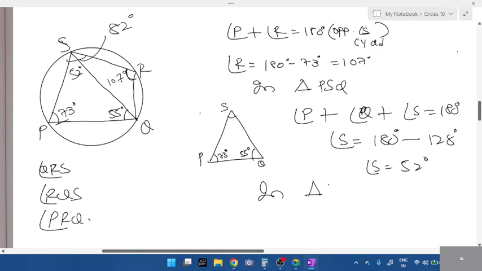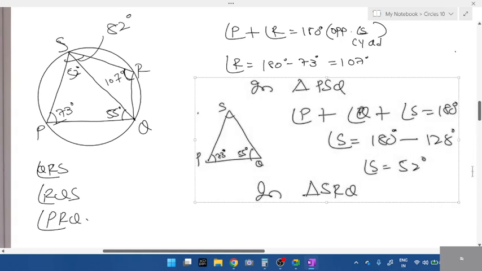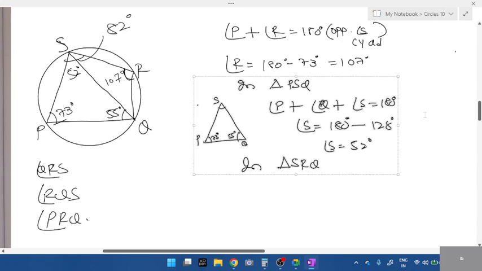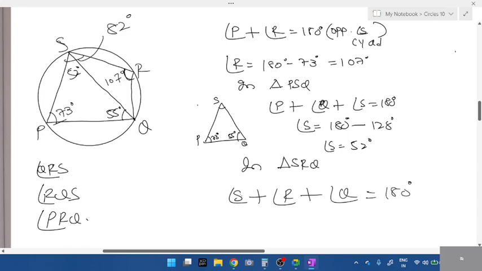So next, which triangle do I have to take? In triangle SRQ. All of you are done with this? In triangle SRQ, what are the three angles? Angle S plus angle R plus angle Q is equal to 180. S is how much? 82 minus 52 is how much? 30. So you can write it here, students.